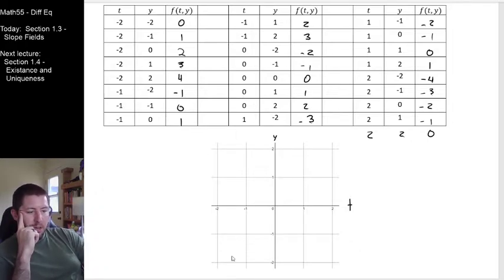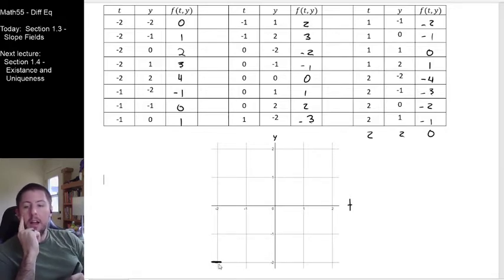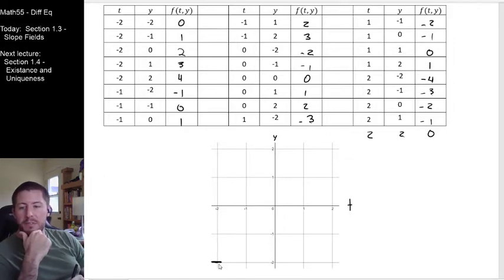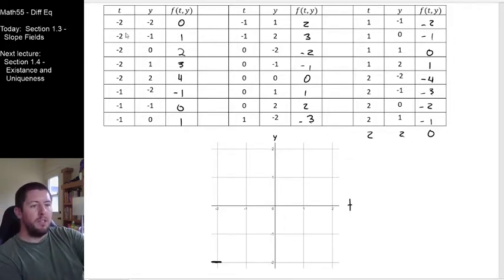At -2, -2, that's my location right down here. Our first slope is 0. So I'm going to draw a tiny smidge of line that has slope 0. There we go. There's our first piece of our slope field right there, a slope 0 line at -2, -2. Now at -2, -1, that's sitting right here. We now should have a slope of 1. So there's my line of slope 1. Then we're going to get slopes of 2, 3, and 4 as we move up this column. So it's going to get a little steeper, and a little steeper, and a little steeper.